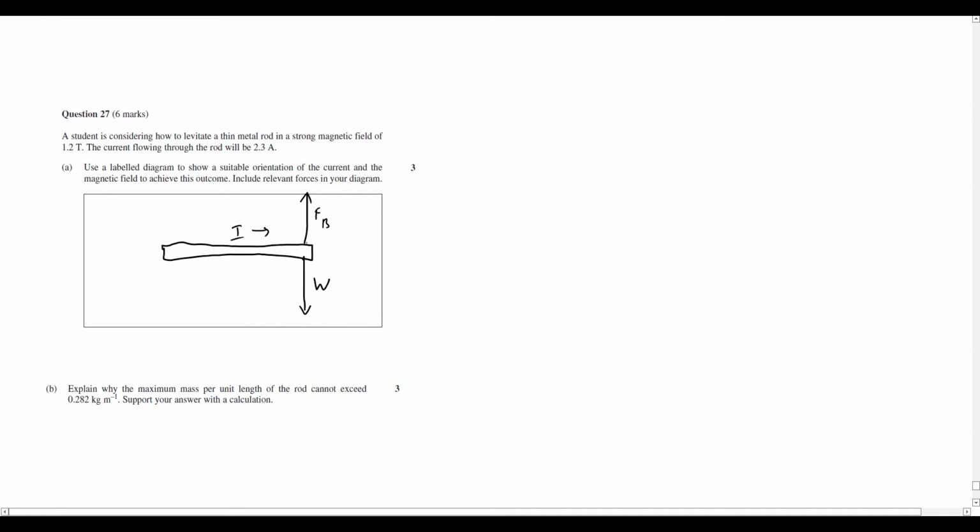Okay, so again, force due to the magnetic field there. Okay, so now what we need to do is consider how I can direct my magnetic field such that I would experience a force pushing this upwards.